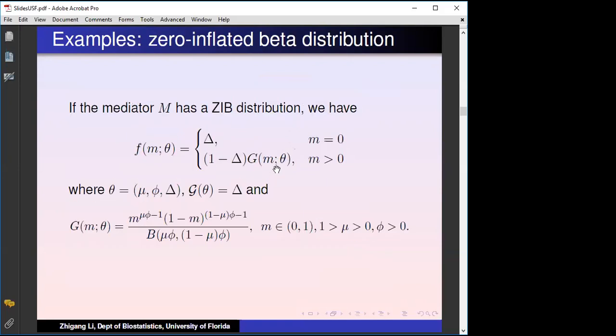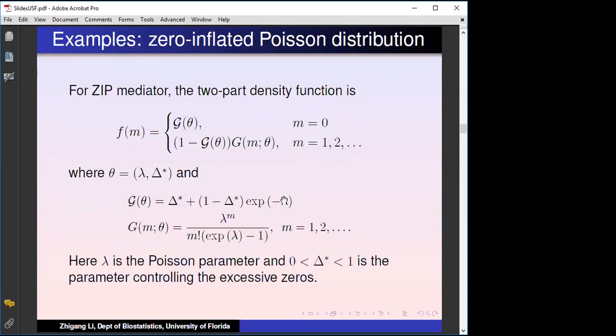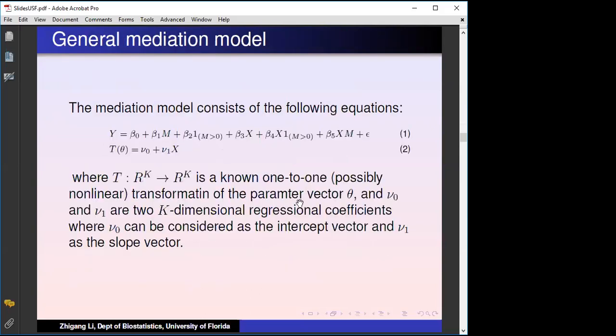And for microbiome data, we use this. For microbiome relative abundance, we use this zero-inflated beta distribution. So we can construct a very general mediation model. This is the full mediation model. The first equation, as you can see, is the association between the outcome and the mediator, and the binary mediator, and the exposure, the treatment, and also the interactions.